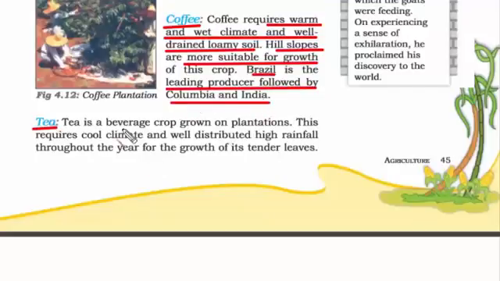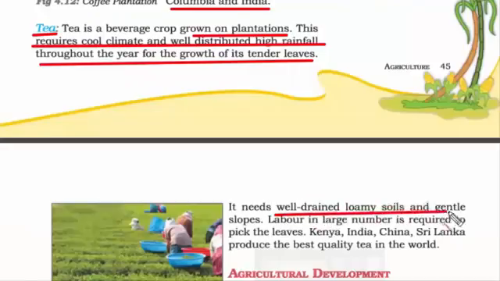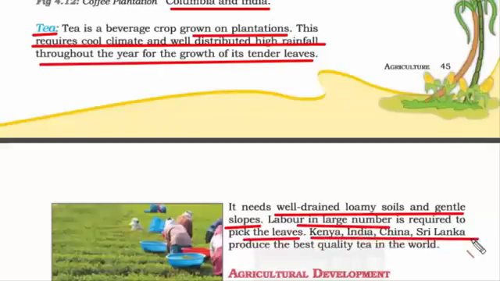And the last type of plantation crop is tea. Tea is a beverage crop grown on plantations. It requires cool climate and well-distributed high rainfall throughout the year for the growth of its leaves. It needs well-drained loamy soil and gentle slope. That's why you must have noticed that tea plantation in India is done on the slopes of Darjeeling, and you need extensive labor for this job to pick up the leaves of the tea. Kenya, India, China, Sri Lanka produce the best quality tea in the world.